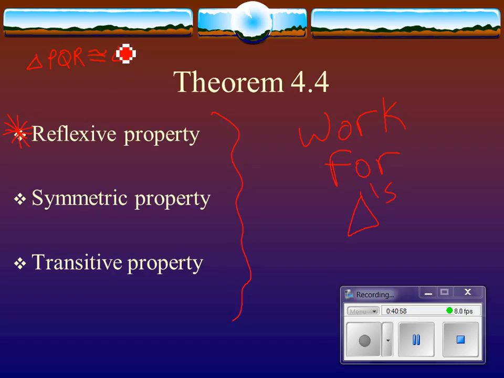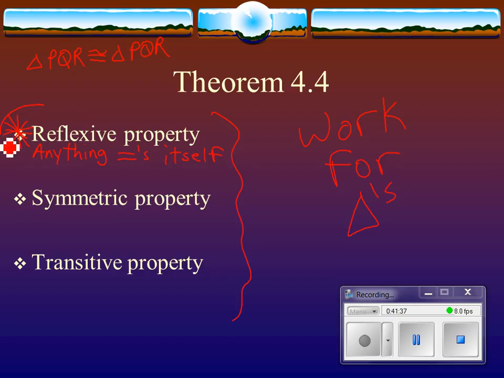Anybody remember what the reflexive property says? That's this one. It's the same thing, congruent to itself. So what would this have to say? PQR. PQR. Well, we don't use that a whole lot. We don't want to say this triangle is equal to itself. It just doesn't help a whole lot. But what you probably want to write down here for sure is that the reflexive property is anything equals itself, just to make sure you remember that.